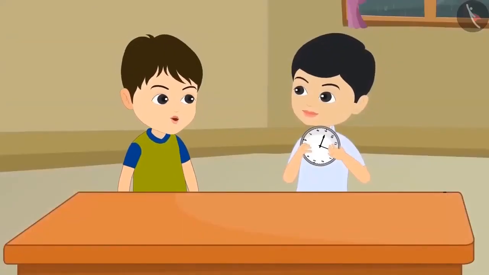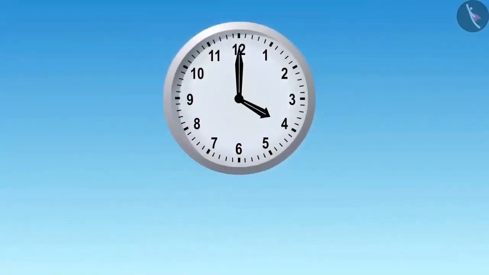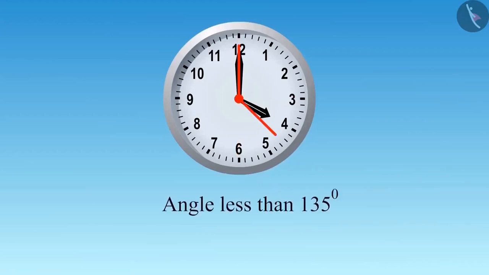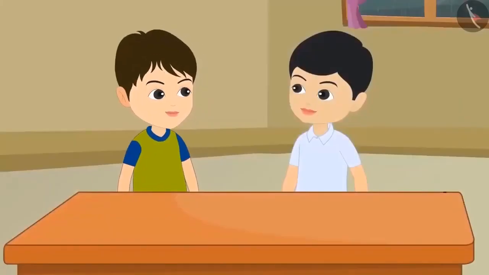Yes, I feel the same, Golu. Now see this. I have made 4 o'clock. This is greater than 90 degrees but less than 180 degrees. And look, Golu, between 90 and 180 comes 135 degrees. Hey, this is also less than 135 degrees. Yes, you got it right, Bolu.